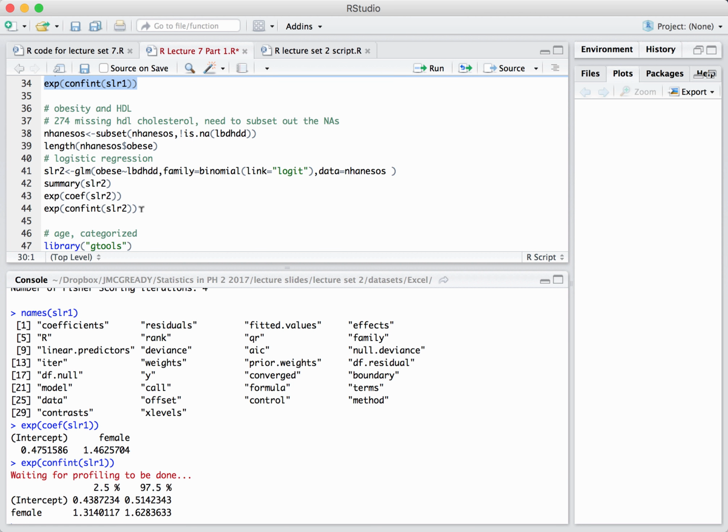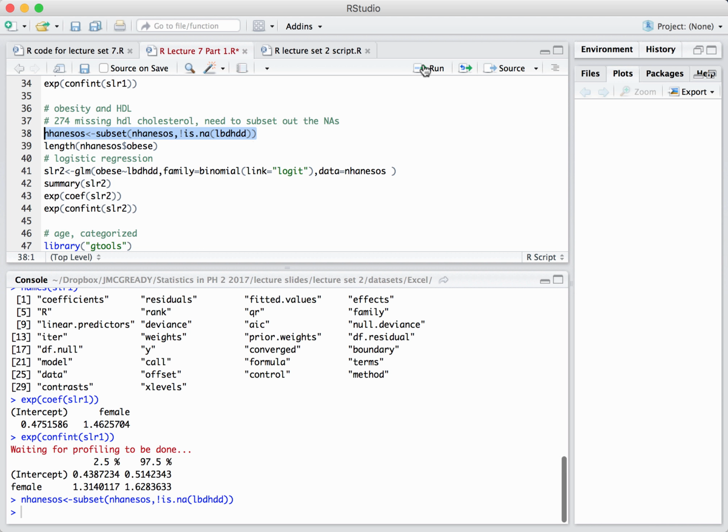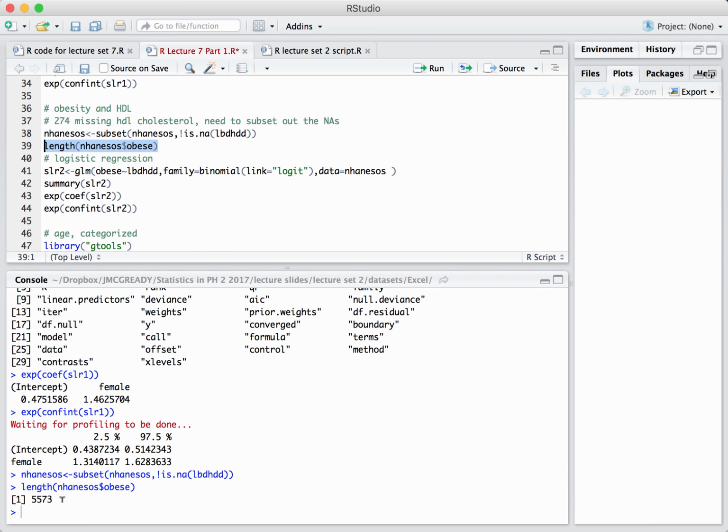When we went to HDL, it turns out there were 274 persons missing HDL, so to make things easier to work with, I re-subsetted that original subset of those greater than or equal to 18 who had BMI, and I removed those. I only kept those that were not missing HDL cholesterol levels. So now the remaining data we have to observe and use for fitting models is 5,573 observations, when we got rid of the 274 who did not have an HDL cholesterol level.